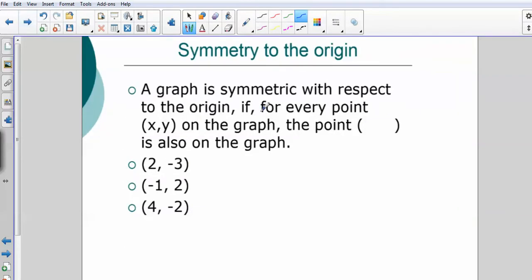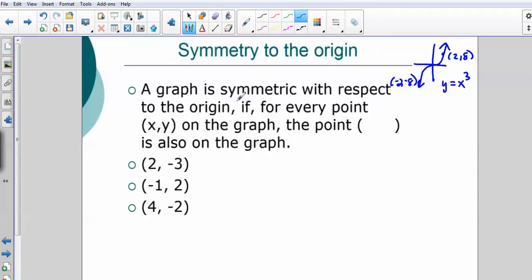If a graph is symmetric to the origin, it would look something like this. Here's one piece of my graph. Imagine it flipping across the x-axis and it would be down here, and then imagine flipping it again across the y-axis and you would have this piece here. So y equals x cubed is an example of a graph that is symmetric to the origin. If I have a point on this graph, for example, the point 2, 8, I will have another point down here at negative 2, negative 8.